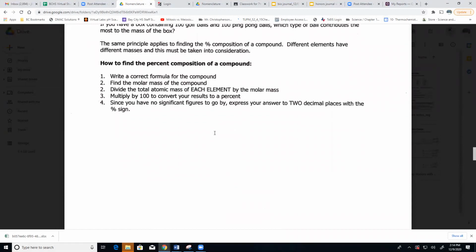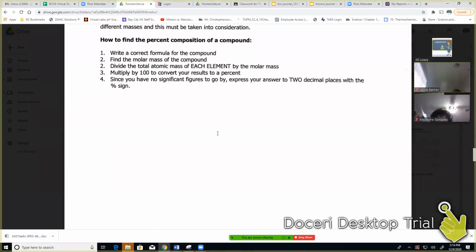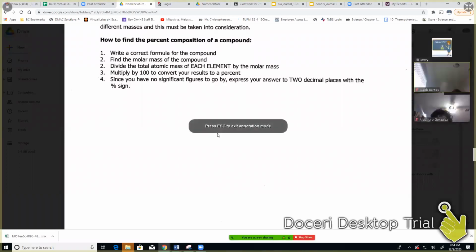All right. So your first step when you do it is you've got to write the correct formula for the compound. So if you're still struggling with formulas, you need to come in for some tutorials. Find the molar mass of the compound. Make sure that you're rounding correctly. Then you're going to divide the total atomic mass of each element by the molar mass of the whole compound. Multiply by 100 because we want it in percent.